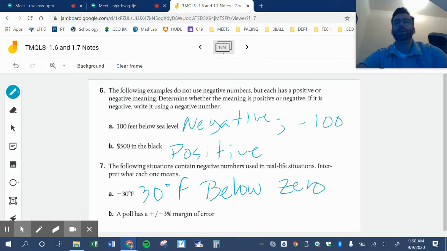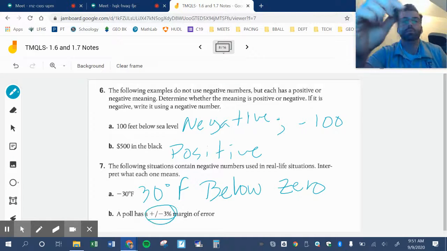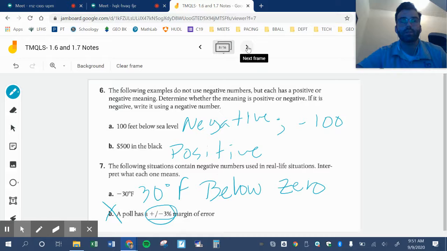I'm going to read what the book says for part B, and I don't really like this. It says for poll results, a range of likely values is found by taking the percent in the poll and adding or subtracting the margin of error. So that's our margin of error in poll results. I would have never asked you a question like this. The book has it. I just added it there because I liked part A.